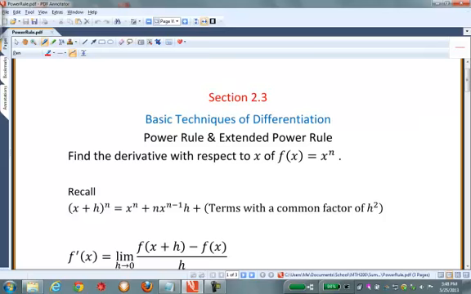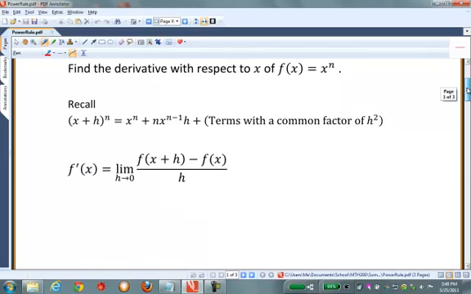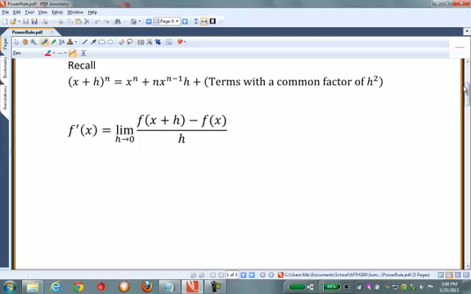So, the derivative by definition is the limit as h approaches 0 of f of x plus h minus f of x all over h. In this instance, since f of x is x to the n, this will be the limit as h approaches 0 of x plus h raised to the nth power minus x raised to the nth power, all divided by h, the change in f over the change in x, which was h.